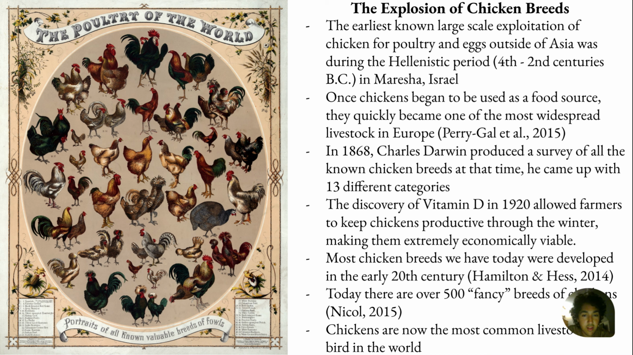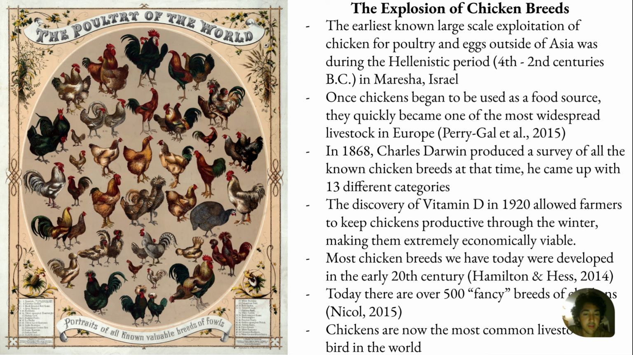However, that gets fixed. In 1868, Charles Darwin produced a survey of all the known chicken breeds at the time. He came up with 13 different categories, which isn't too many. The discovery of vitamin D in 1920 allowed farmers to keep chickens productive during the winter, making them extremely economically viable. And this is when we start seeing a rise in factory farming in chickens and in the amount of chicken breeds that are developed because they gain a lot of popularity.